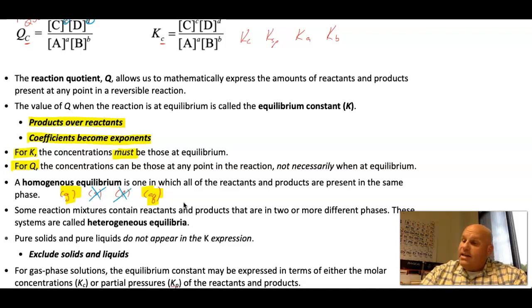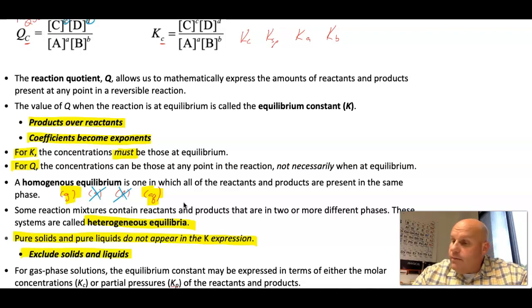So if I have an example of a heterogeneous equilibria, meaning I have a combination of different types of those phases, then pure solids and pure liquids do not appear in the K expression. All right, pure solids and pure liquids do not appear. So this is that last point you'll hear me say, exclude solids and liquids.